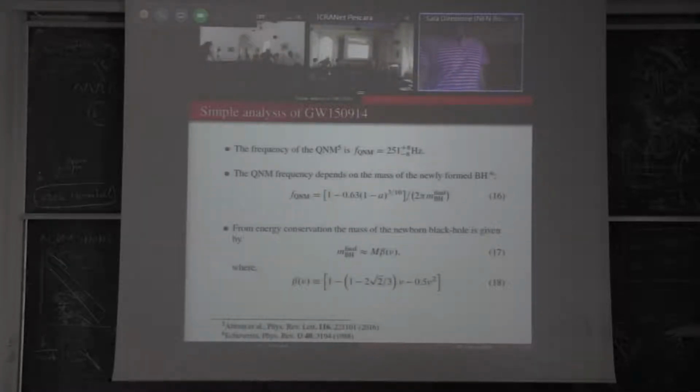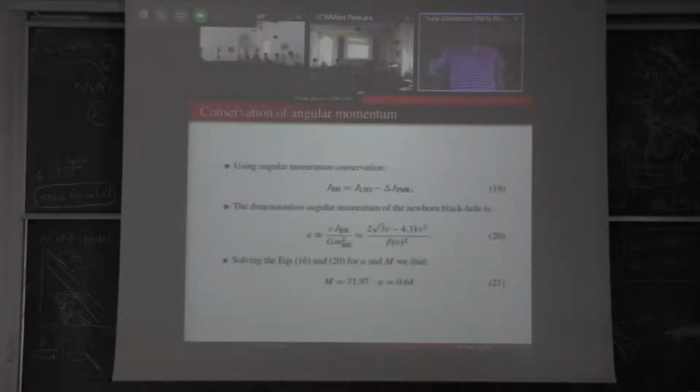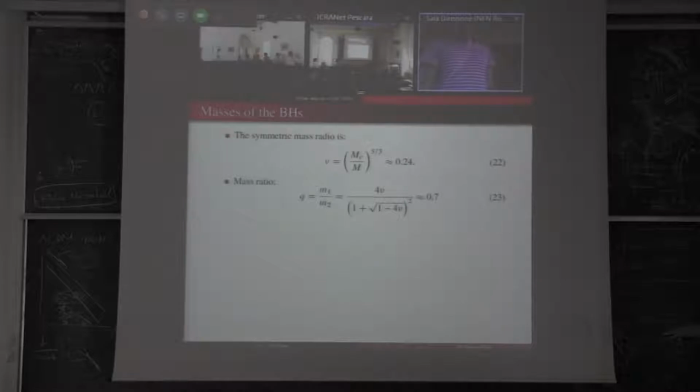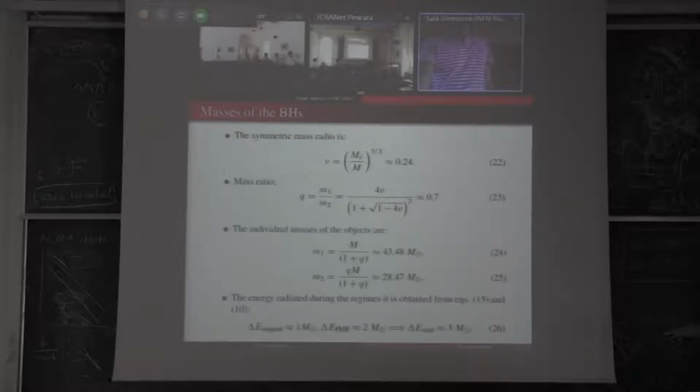So we have two equations and two unknowns, the mass and the normalized spin of the black hole. Solving this system, we can obtain the mass of the final black hole and the spin. And with this, we can also obtain the symmetric mass ratio. With the symmetric mass ratio, we obtain the mass ratio and the values of the component masses.